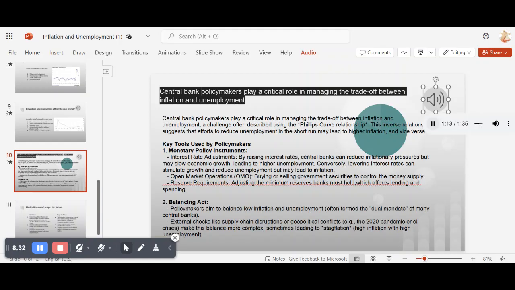Policymakers aim to balance low inflation and unemployment, often termed the dual mandate of many central banks. External shocks like supply chain disruptions or geopolitical conflicts, for example the 2020 pandemic or oil crisis, make this balance more complex, sometimes leading to stagflation, which is high inflation with high unemployment.